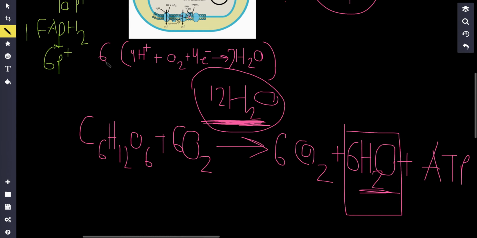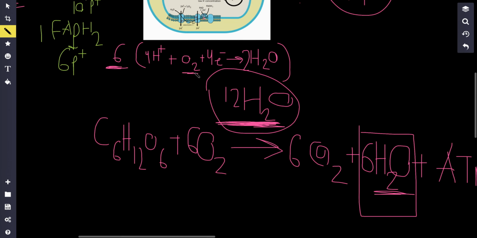Also note how when I multiplied this whole equation by 6, I'm multiplying the amount of oxygen by 6. And notice how in my cellular respiration equation, how much O2 gas do I have? 6. So there we go, guys.